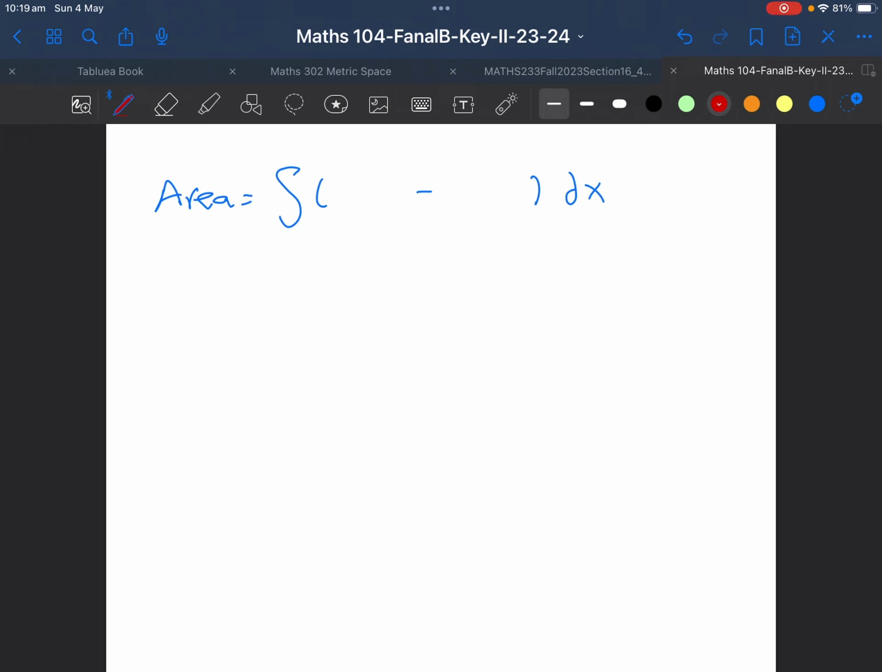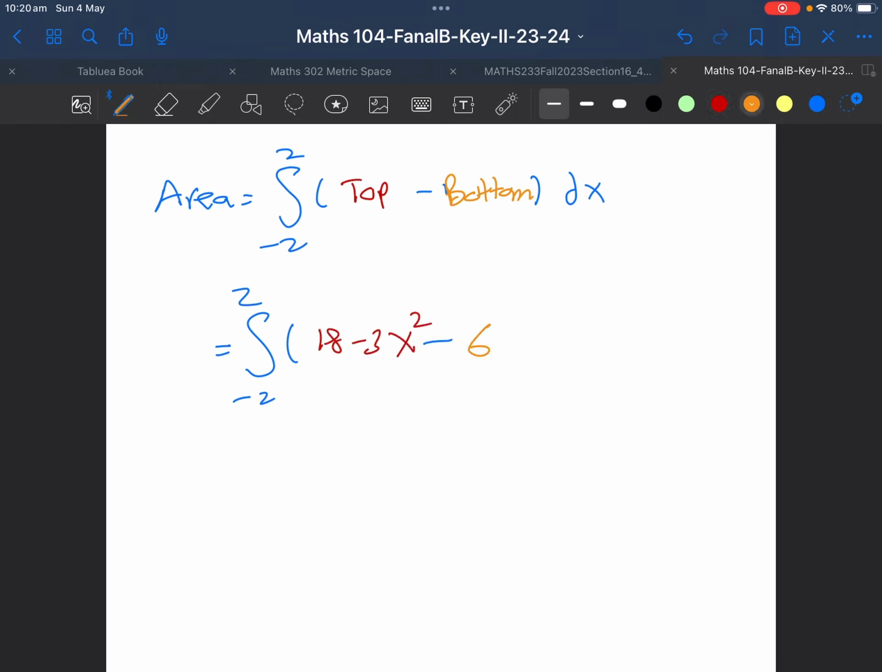So here the top, and then we have the bottom. So top minus bottom. And the integration from negative 2 to 2. Now this integral from negative 2 to 2, the top function was 18 minus 3x squared. The bottom function was just 6 dx.